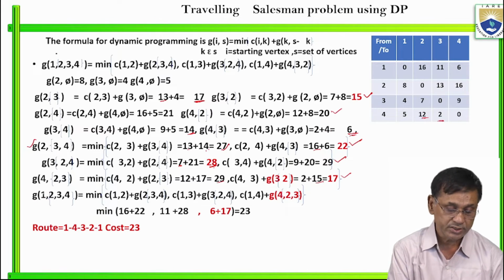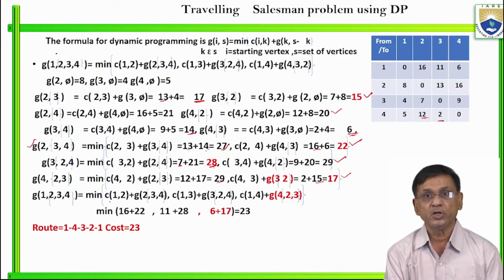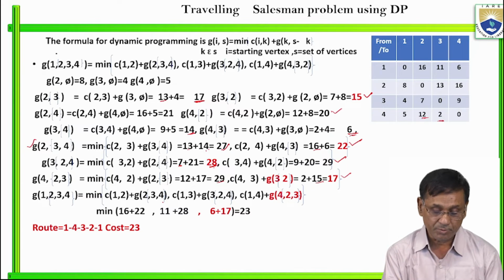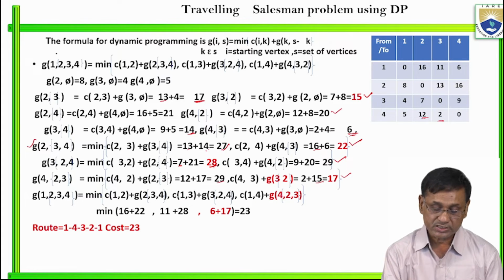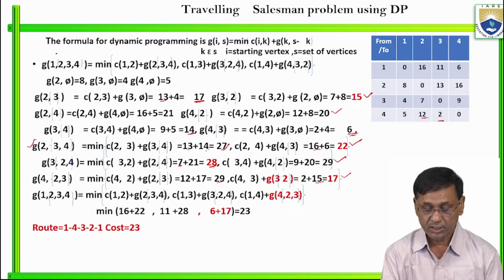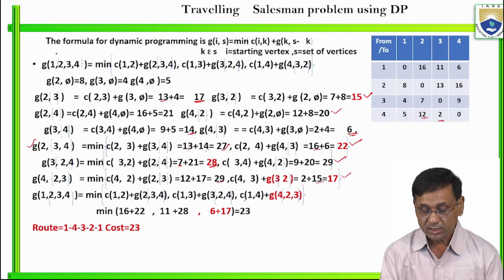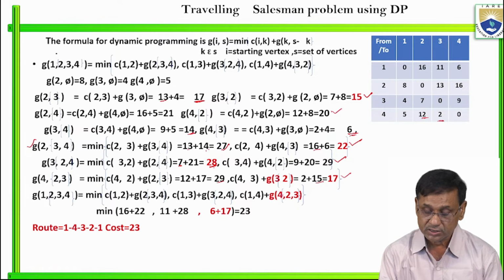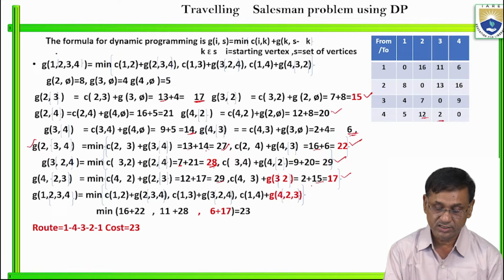So the cost of going from city 1 to the remaining set of cities 2 comma 3 comma 4 is equal to the minimum of: cost of an edge 1 to 2 plus cost of going from city 2 to the remaining set of vertices 3 comma 4; cost of an edge 1 to 3 plus cost of going from city 3 to the remaining set of cities 2 comma 4; and cost of an edge 1 to 4 plus cost of going from city 4 to the remaining set of vertices 2 comma 3. In these three we have to select the minimum one.